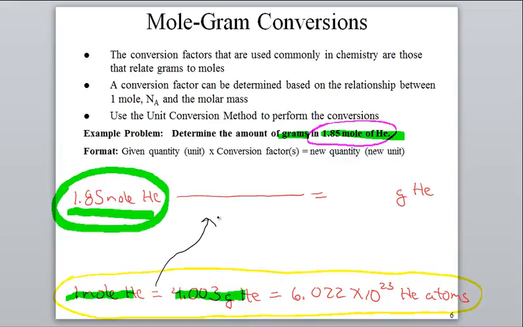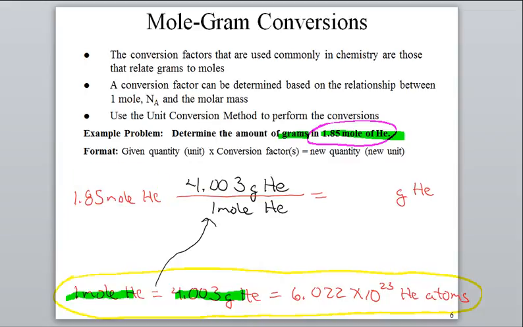This particular problem just required 1 conversion factor, but as we look at it, moles and moles cancels, and we're left with grams. We start with 3 significant figures, so keep at least 3 in your final answer. If I need exactly the correct amount of significant figures, I would tell you that in the problem. But the answer is approximately 7.41 grams.